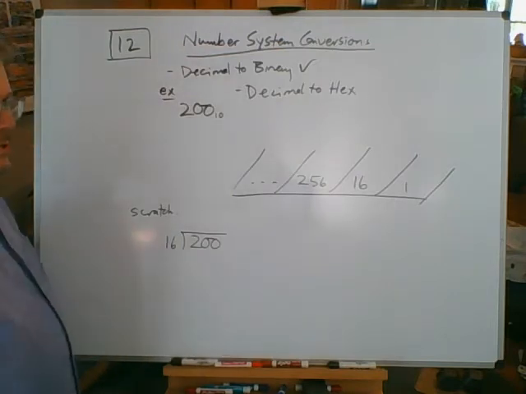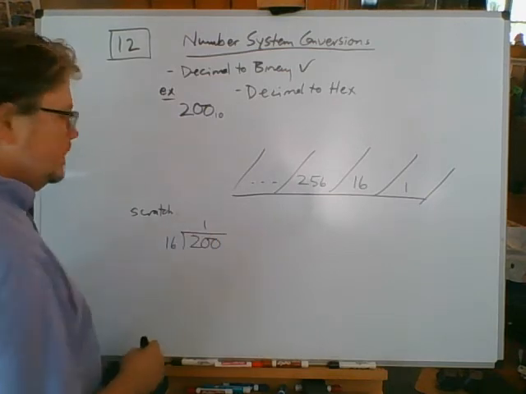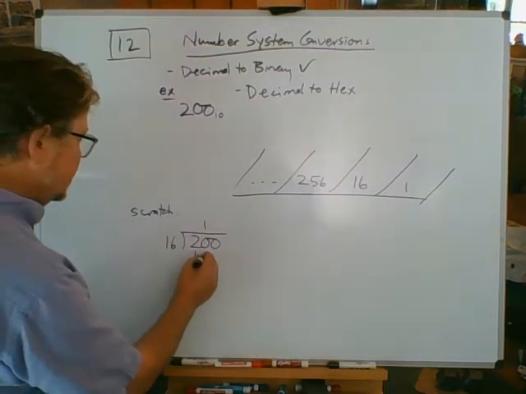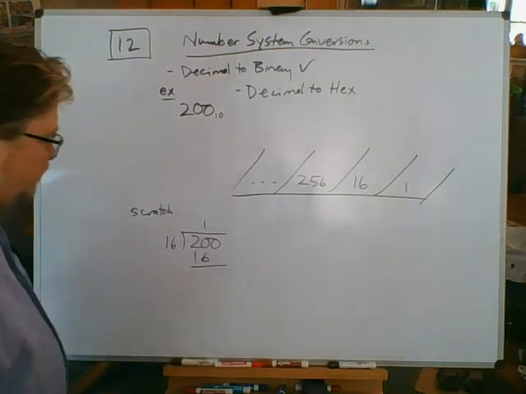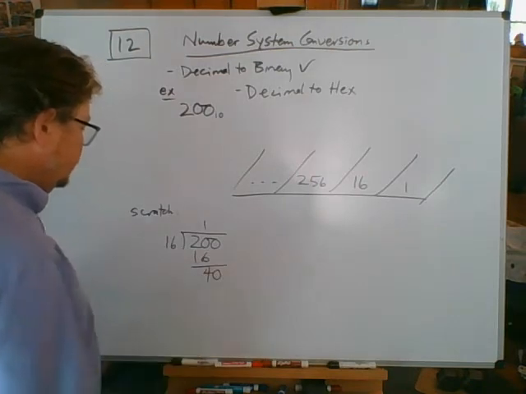16 won't go into 2, yeah, it won't go. 16 goes into 20 one time, if you know how to do long division by hand. 1 times 16 is 16, write a 16 down there. Subtract, 16 from 20 is 4, bring down the 0, 40.